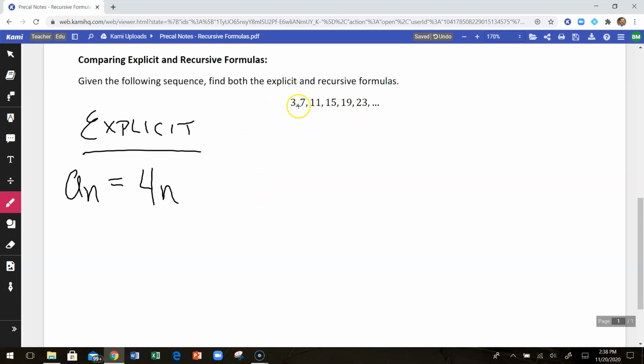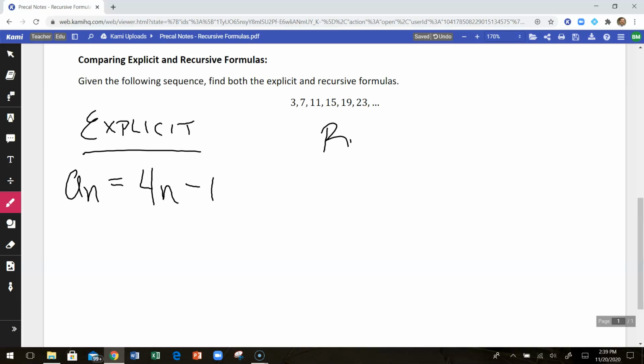So if I plug in 1, I'm supposed to get 3. Well, 4 times 1 is 4, so I still need to subtract 1 to get to 3 there. But that'll work, right? If I plug in 2, 4 times 2 is 8, minus 1 is 7. 4 times 3 is 12, minus 1 is 11. 4 times 4 is 16, minus 1 is 15, and so forth. It does work. Every time you write a formula like that, I would check the first few terms just to make sure it's working every time. But that's our explicit formula: a sub n equals 4n minus 1.